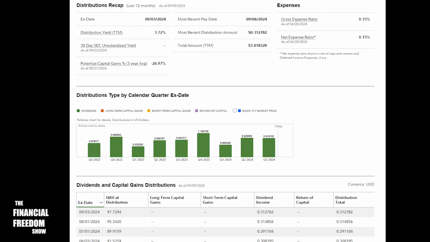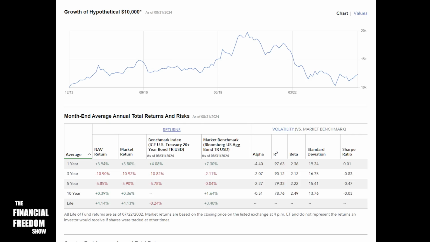So, how can you use TLT in your portfolio? For many investors, TLT can act as a hedge against stock market volatility. When equities drop, long-term treasuries tend to do very well, providing a counterbalance to falling stock prices. This can help smooth out your overall portfolio performance.